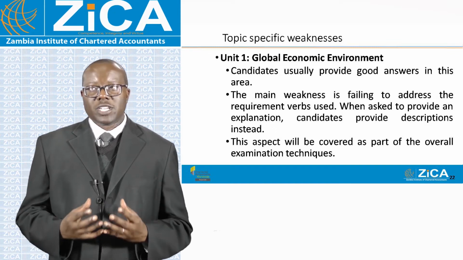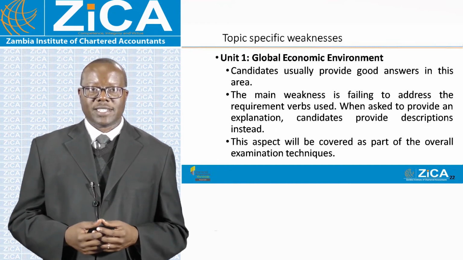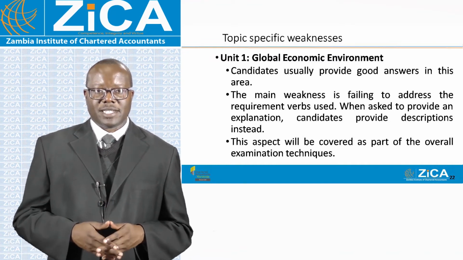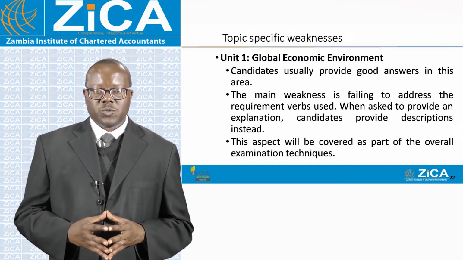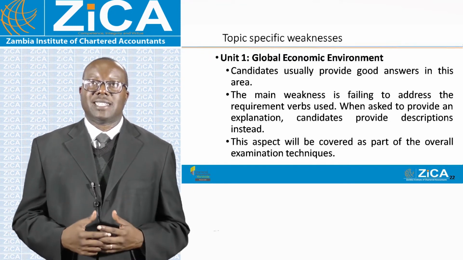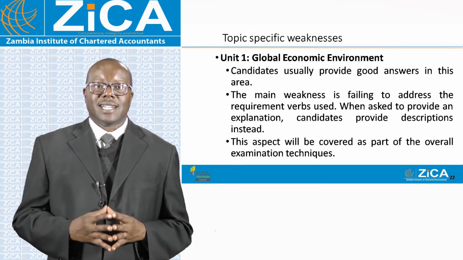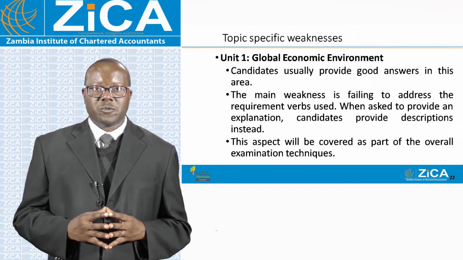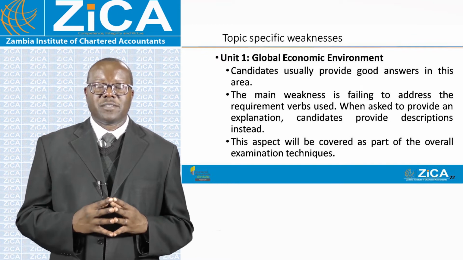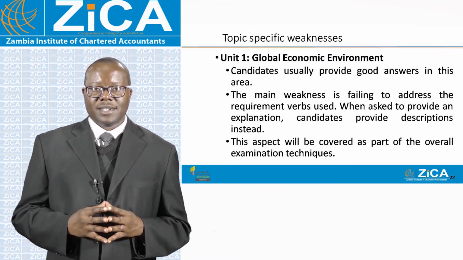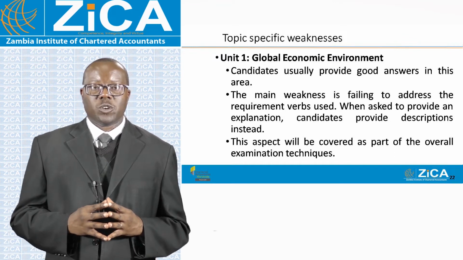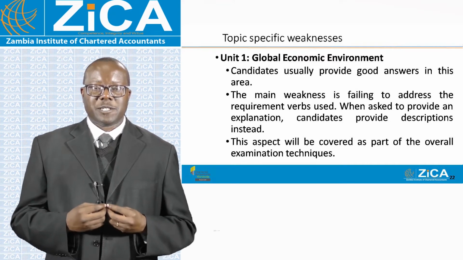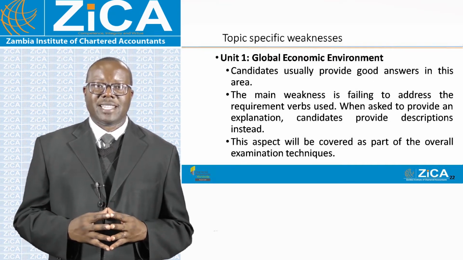Now the specific weaknesses which relate to each individual unit. Starting with Unit 1, the global economic environment. Under Unit 1, each time questions have appeared under this unit, candidates usually provide good answers. The only main weakness is failing to address the requirement verbs used. Requirement verbs used will be considered, and candidates will therefore be expected to interpret and apply them correctly.